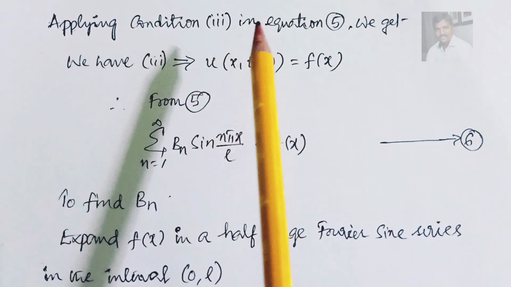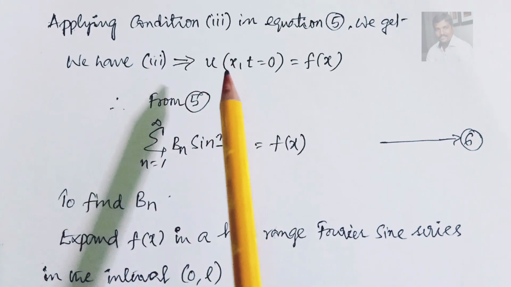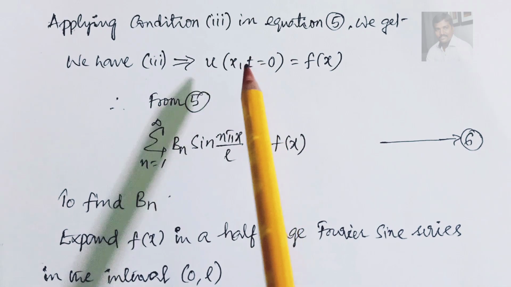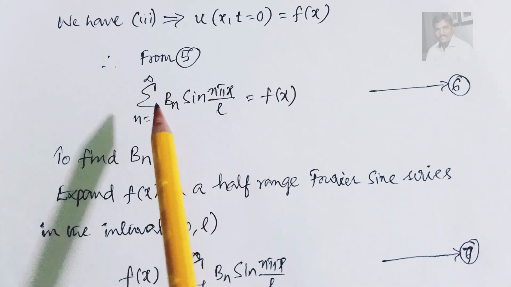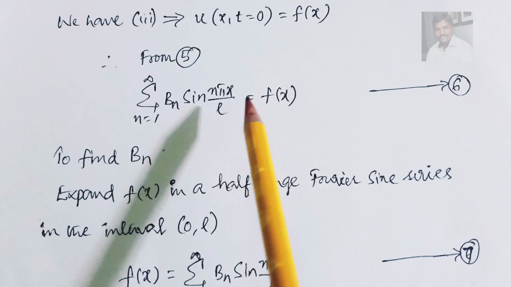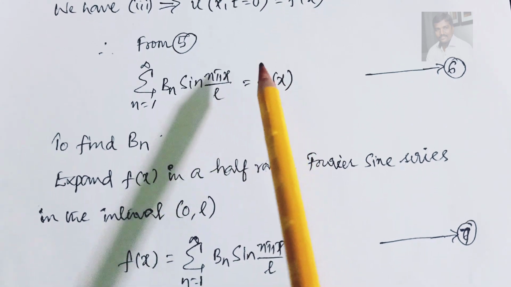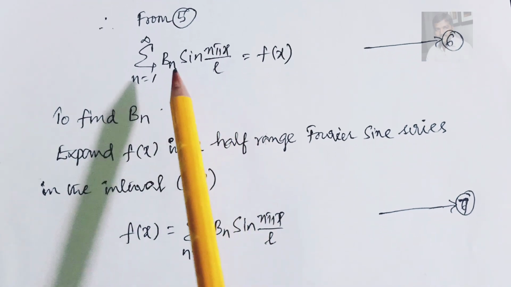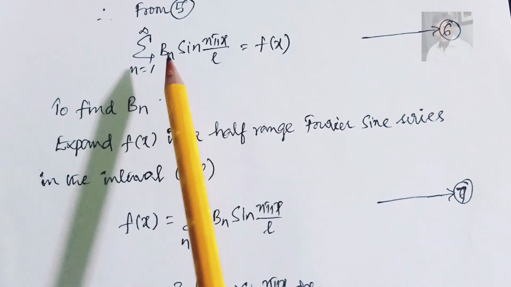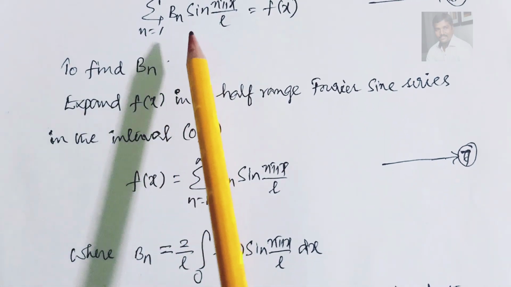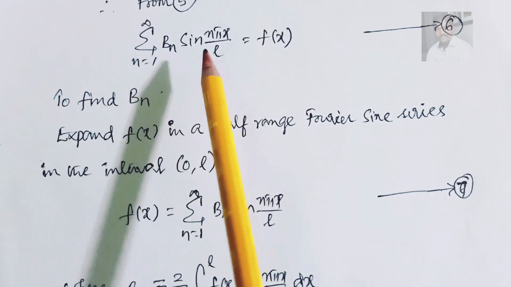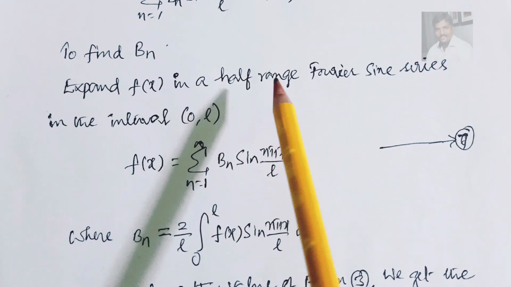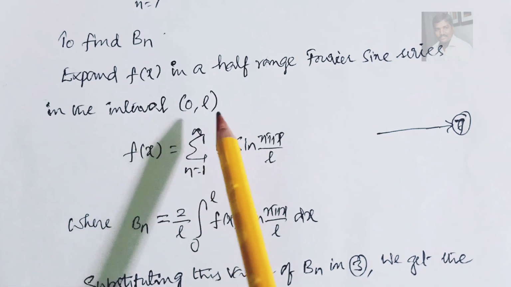Now applying condition 3 in equation number 5, we get u of x comma t is equal to f of x at t is equal to 0, the initial condition. So from 5, by putting t is equal to 0, sigma n is equal to 1 to infinity bn sin n pi x by L is equal to f of x. Now we have to find bn. To find bn, this looks like the half range Fourier sine series, so we expand f of x in a half range Fourier sine series in the interval 0 to L.